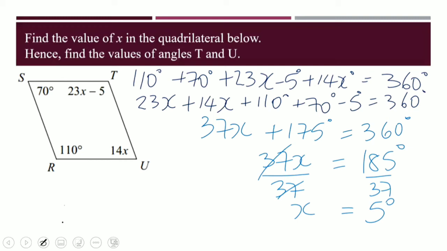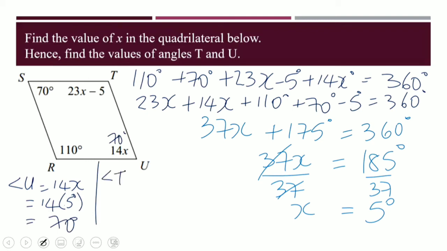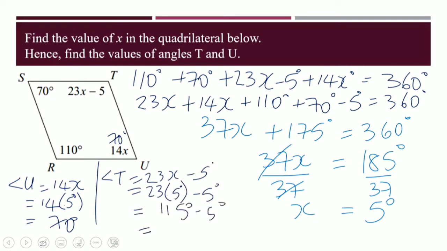So we're now going to use x to find the value of angle U. Angle U is going to be 14x. And that will be 14 times x, which means we're looking at 14 times 5 degrees, which is equal to 70 degrees. And I'm hoping you're starting to see it already. Looking at angle T, we have 23x minus 5. So that's 23 times 5 degrees minus 5, and that's degrees as well, which will give us 115 degrees minus 5 degrees, which is 110 degrees.